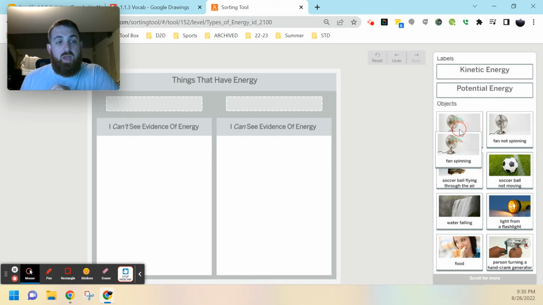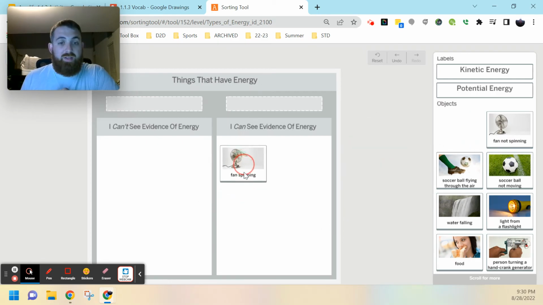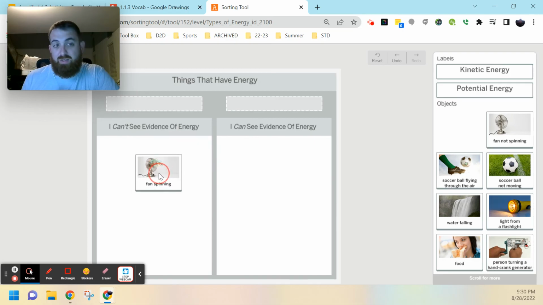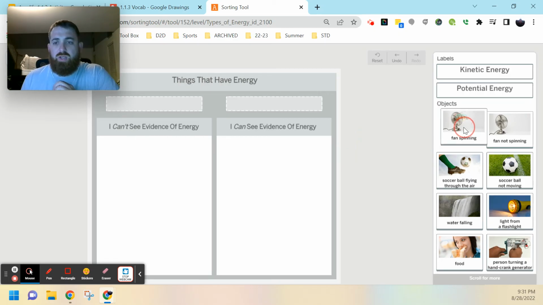You can leave the object inside its original column if you feel like there isn't evidence of either. In other words, there's not evidence of this energy, there's not evidence of that energy, or you feel like it doesn't quite fit in either column. So you can put it in this column if you see evidence, this column if you don't see evidence but you know it's there, and this column if you don't see evidence, you're unsure, or you don't think there's energy. So again, there are three columns now.